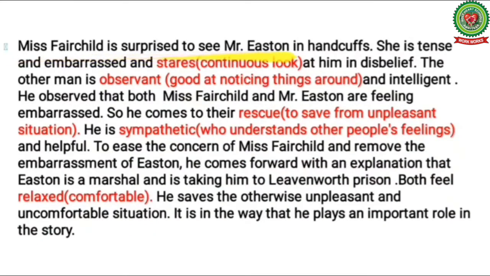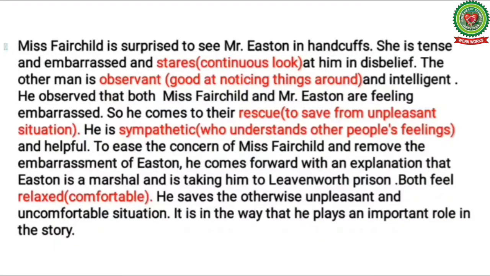Miss Fairchild is surprised to see Mr. Easton in handcuffs. She is tense and embarrassed and stares at him in disbelief. The other man is observant and intelligent. He observed that both Miss Fairchild and Mr. Easton are feeling embarrassed. So he comes to their rescue. He is sympathetic and helpful. To ease the concern of Miss Fairchild and remove the embarrassment of Easton, he comes forward with an explanation that Easton is the Marshal and he is taking him to the Leavenworth prison. Both feel relaxed. He saves the otherwise unpleasant and uncomfortable situation. It is in this way that he plays an important role in the story.